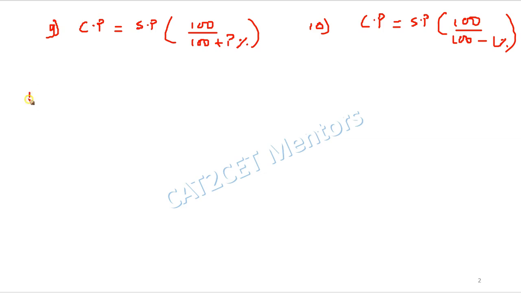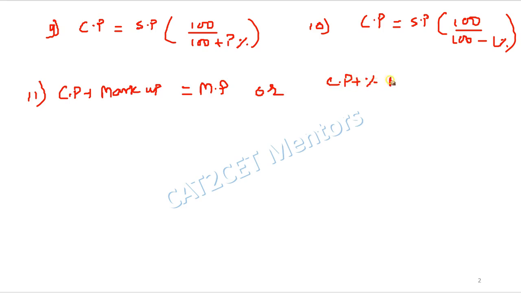This is an important one which we have discussed in the definition of markup as well. So cost price plus markup is equal to my mark price or list price or labeled price, as discussed. Or this can also be defined as cost price plus percentage markup. This is also termed as percentage markup on CP is equal to my mark price. I hope this is clear.